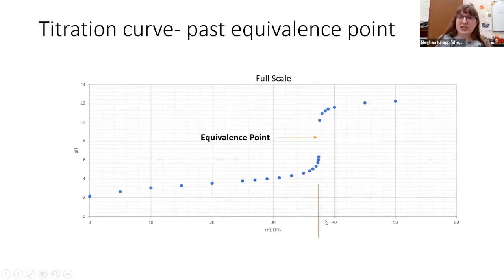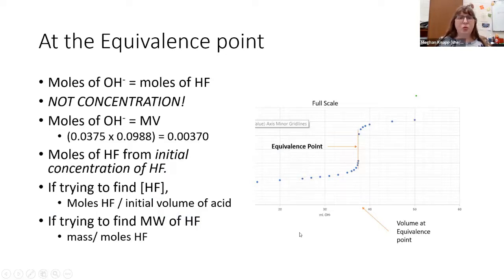And the reason we're interested in that is from there, we can get the number of moles of base we have added, okay? So we're interested in the volume of the base at the equivalence point. And the equivalence point is the most vertical region of this S graph. Okay, so at the equivalence point, moles of OH is equal to moles of HF. And we're interested in finding the moles of our acid. Now, this is moles, not the concentration. Okay, so they may have different concentrations. This is just the number of moles.